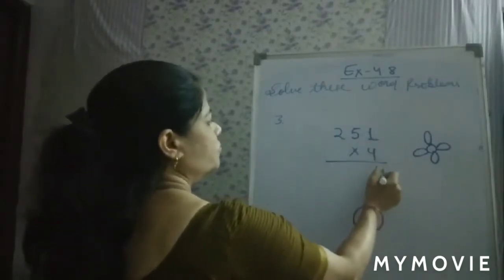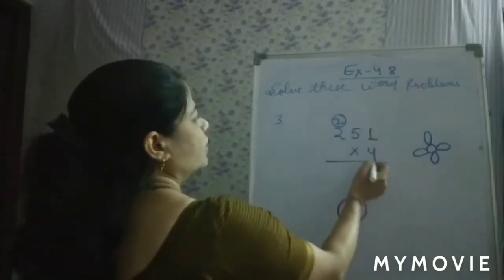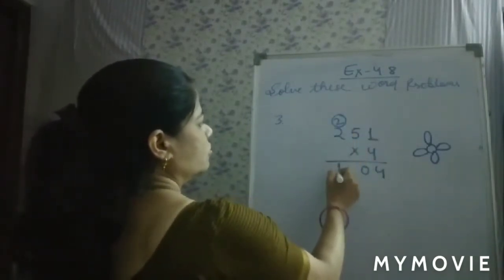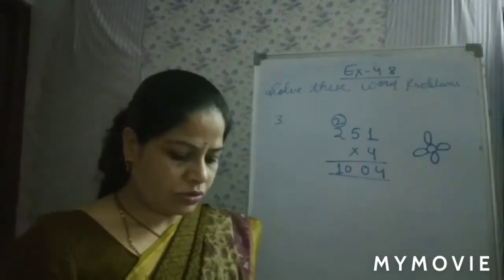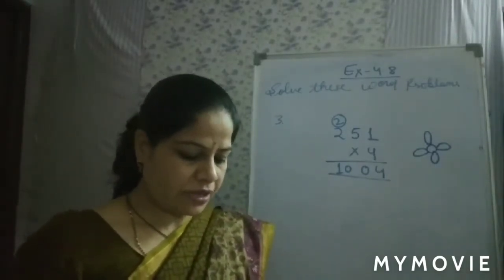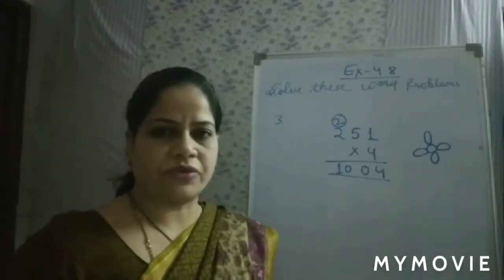4 1s are 4, 4 5s are 20. Write 0 in the answer, carry over 1. 4 2s are 8, 8 plus 2 is 10. Means 1004. So there will be 1004 petals in 251 flowers.